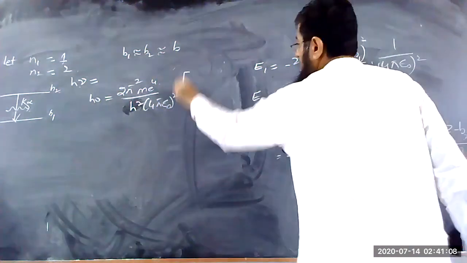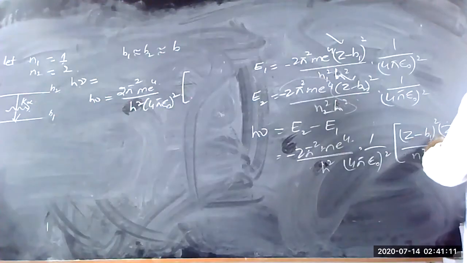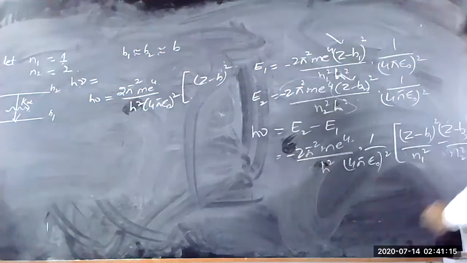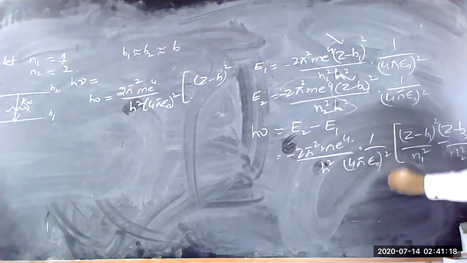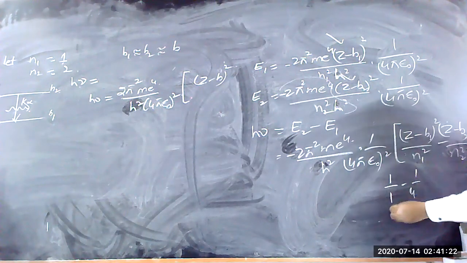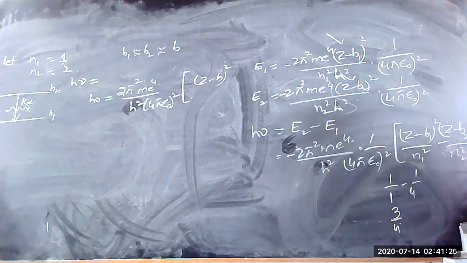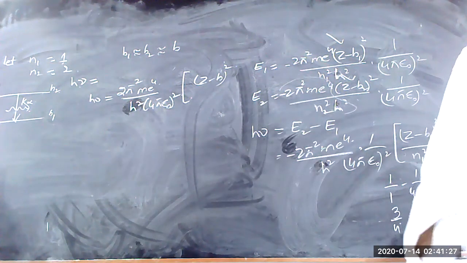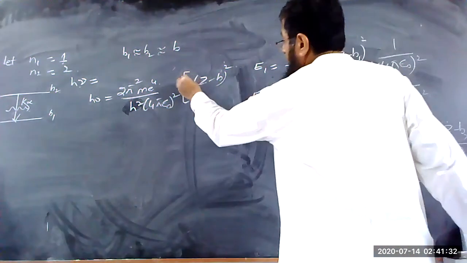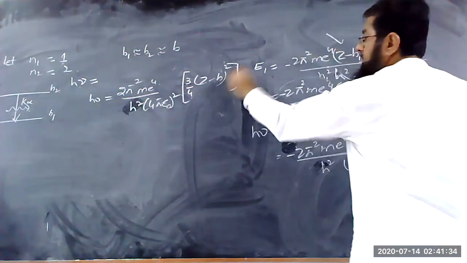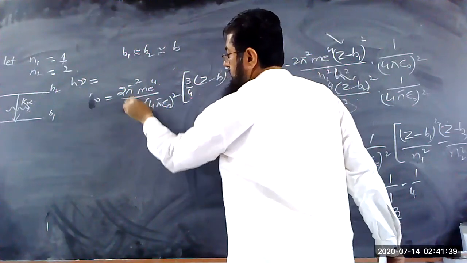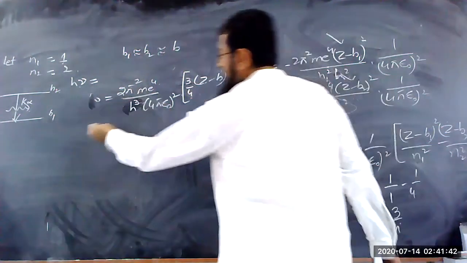This becomes Z minus B1, which means Z minus B whole square, and this is 1 upon 1 minus 1 upon 2 square, which means 3 by 4. So we write the term here, 3 by 4. So h can be cross multiplied. This gives you h cube now. So this is the frequency.